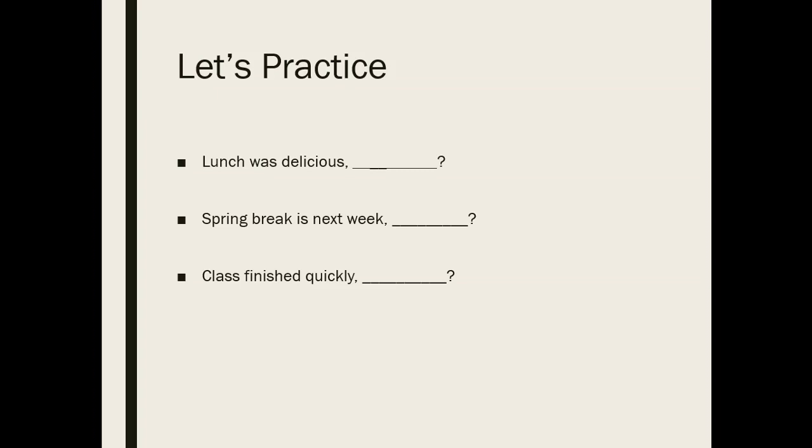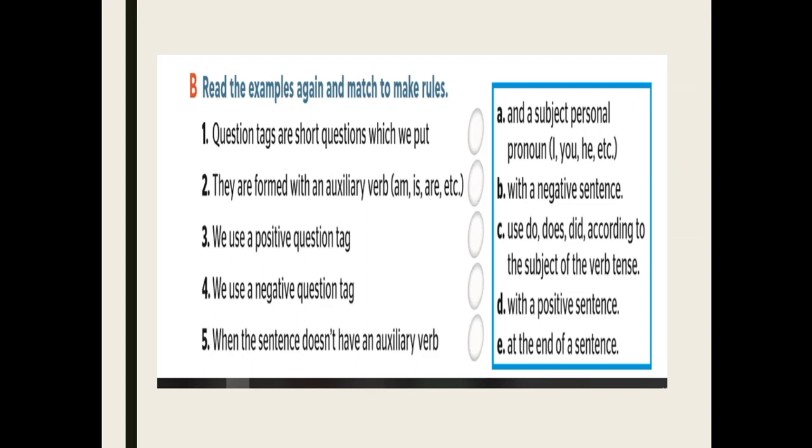Lunch was delicious. So was is the main verb, right? Wasn't it? It's the positive. That's why we use the negative. The tag question is in the negative form. Lunch was delicious, wasn't it? Right? Spring break is next week. Spring break is next week, right? Isn't it? Correct. Class finished quickly. Finished in the simple past. Yes, didn't it?